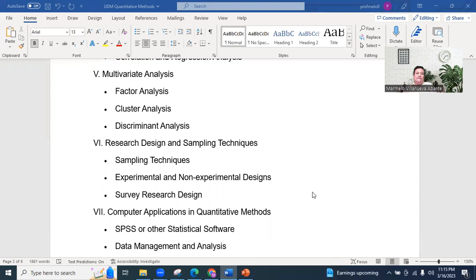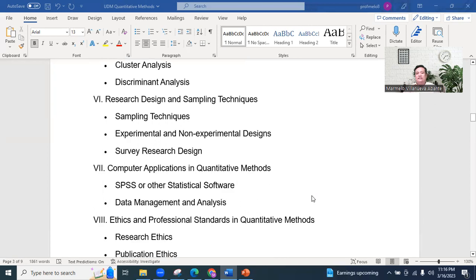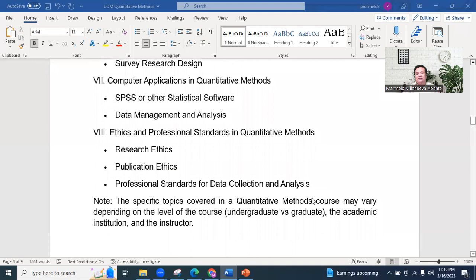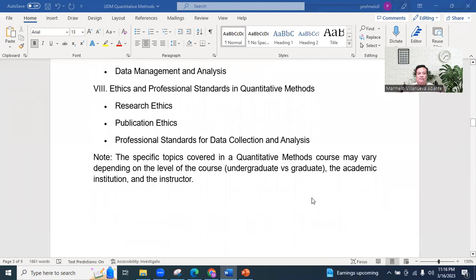For Module 7, computer applications in quantitative methods: SPSS or other statistical software, data management and analysis. And for Module 8, ethics and professional standards in quantitative methods, covering research ethics, publication ethics, and professional standards for data collection and analysis.